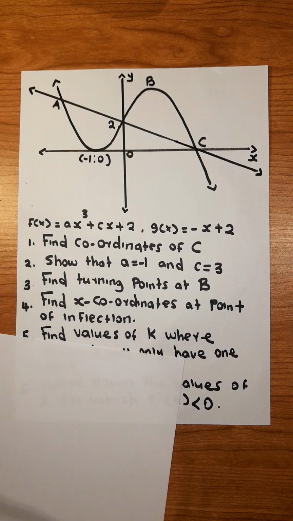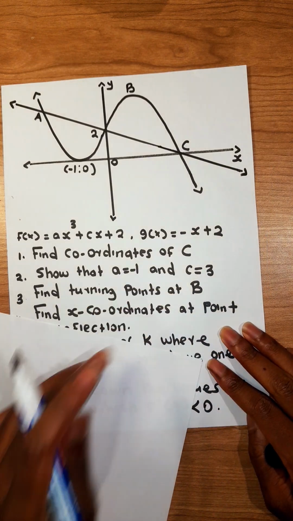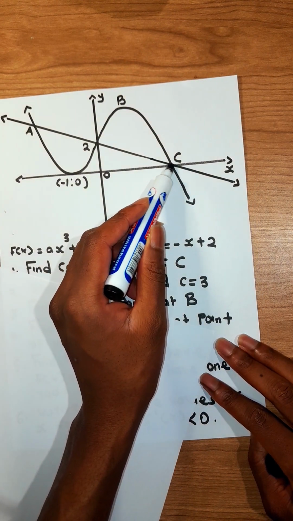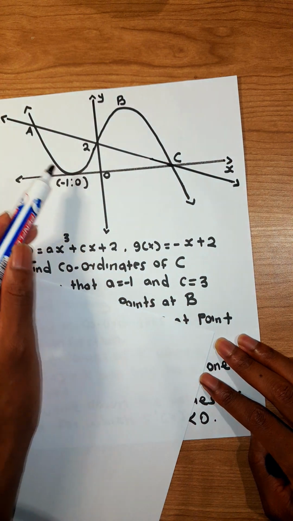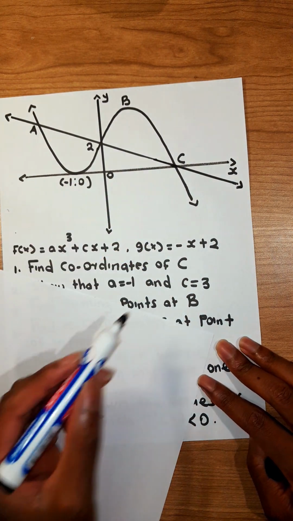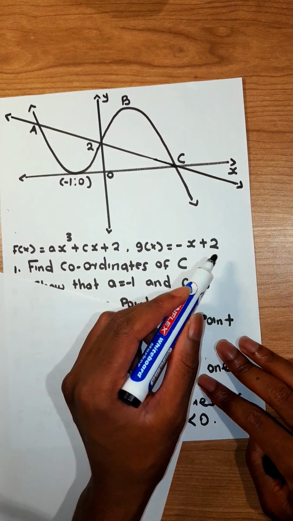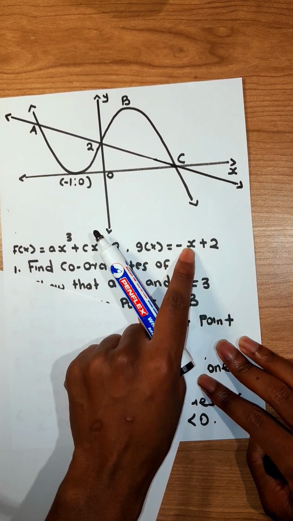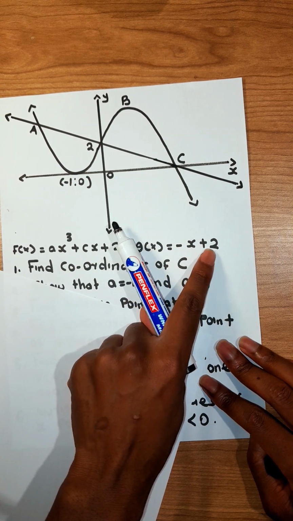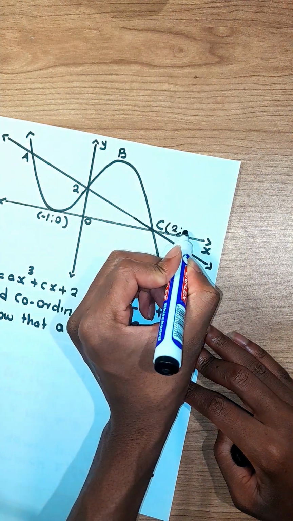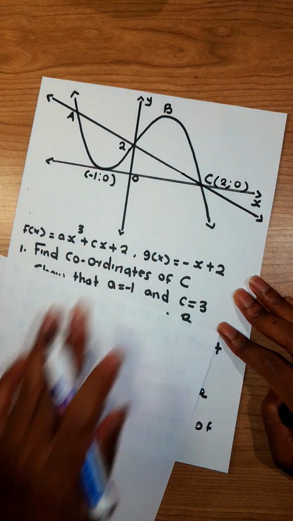The first question says they want us to find the coordinates of C. If you check, C is the x-intercept of the cubic function, and it's also the x-intercept of the straight line. But the equation of the straight line is g(x) = -x + 2. So if we put 0 here, we end up having 2. So it shows us that the coordinates of C are just 2 and 0, right?